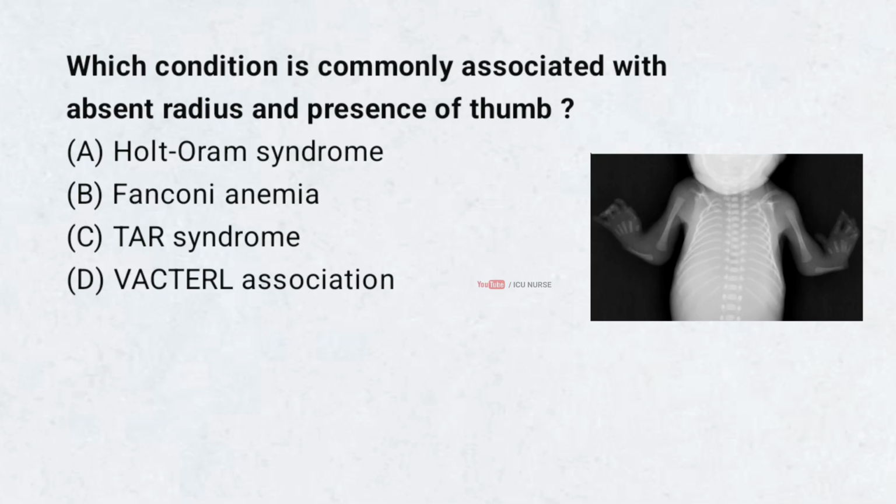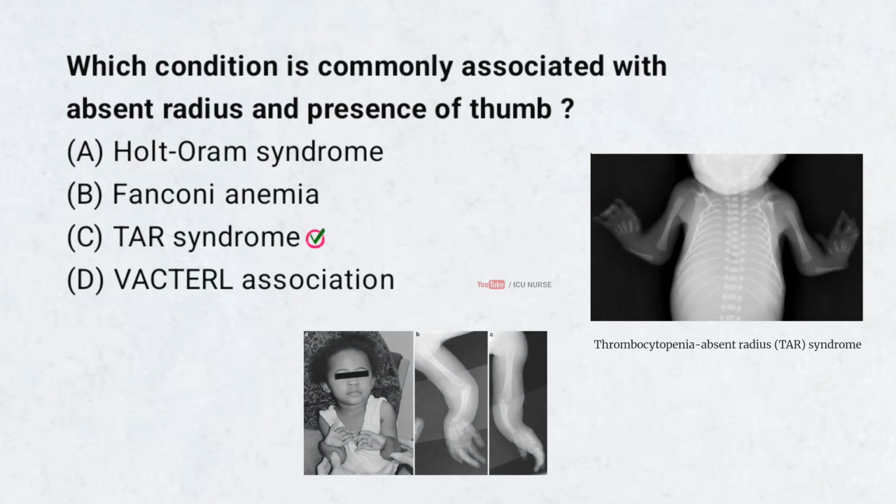Which condition is commonly associated with absent radius and presence of thumb? A. Holt-Oram syndrome. B. Fanconi anemia. C. TAR syndrome. D. VACTERL association. Correct answer C. TAR syndrome.